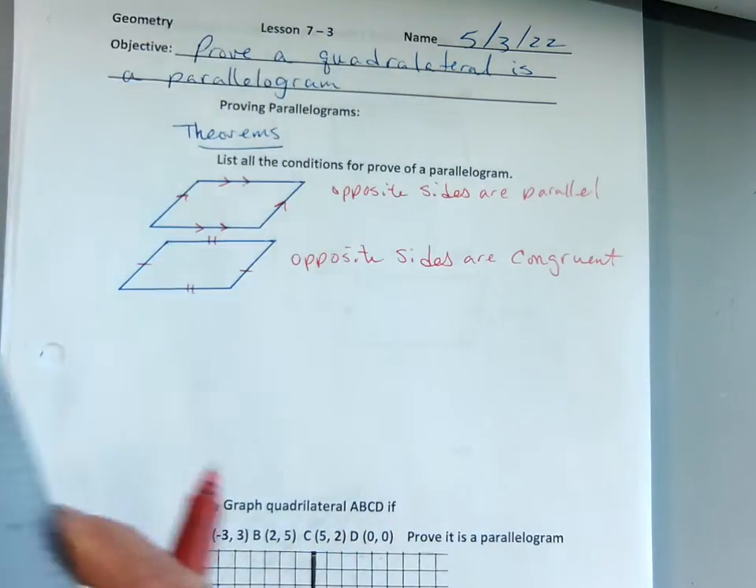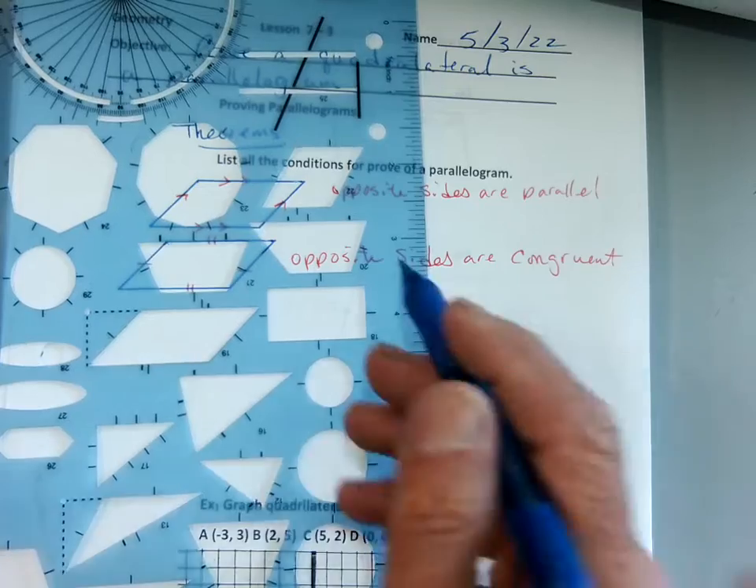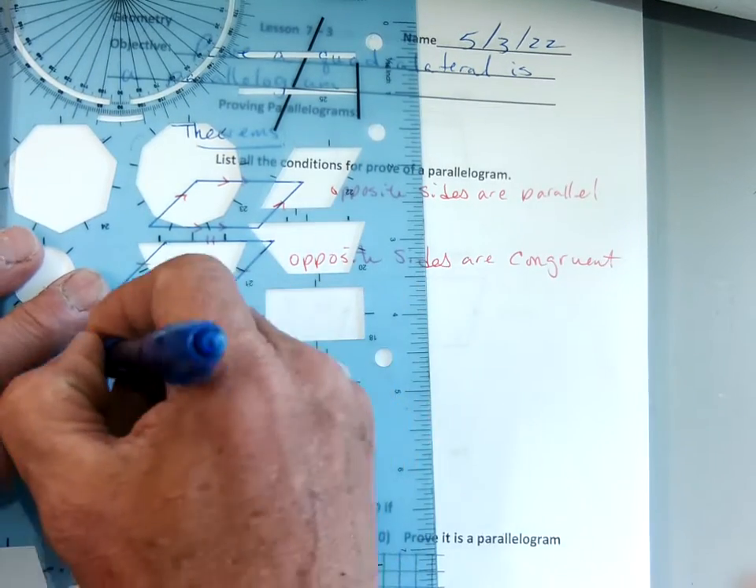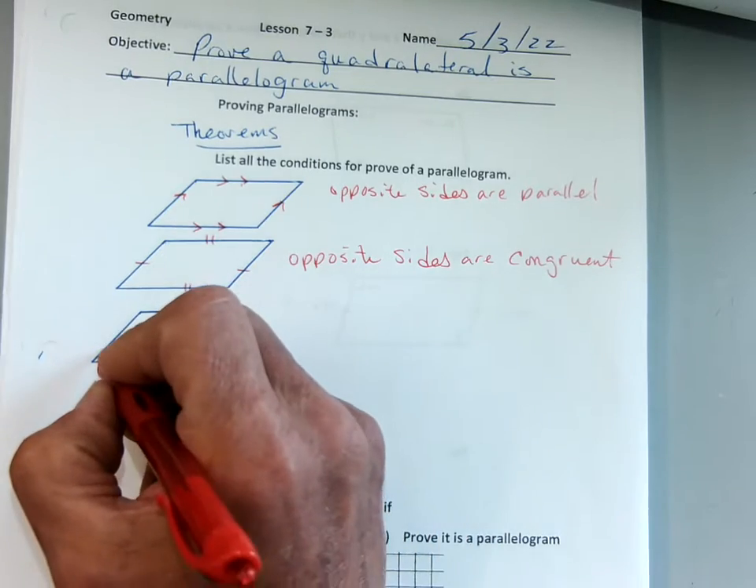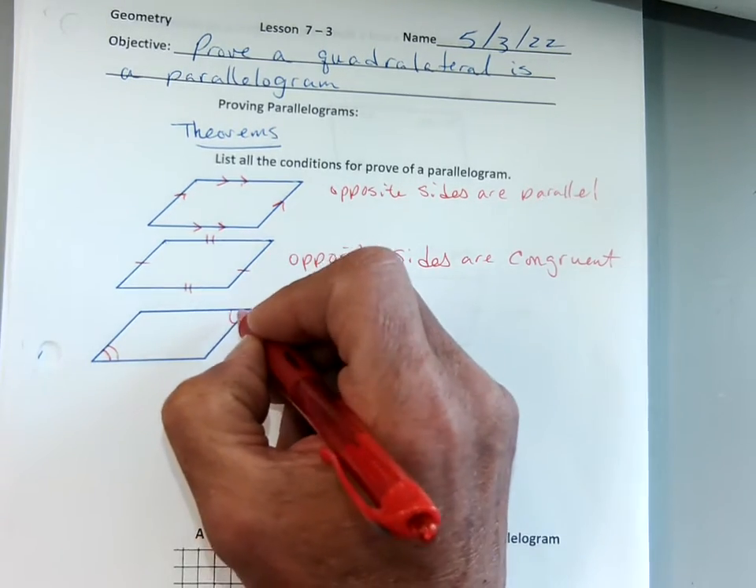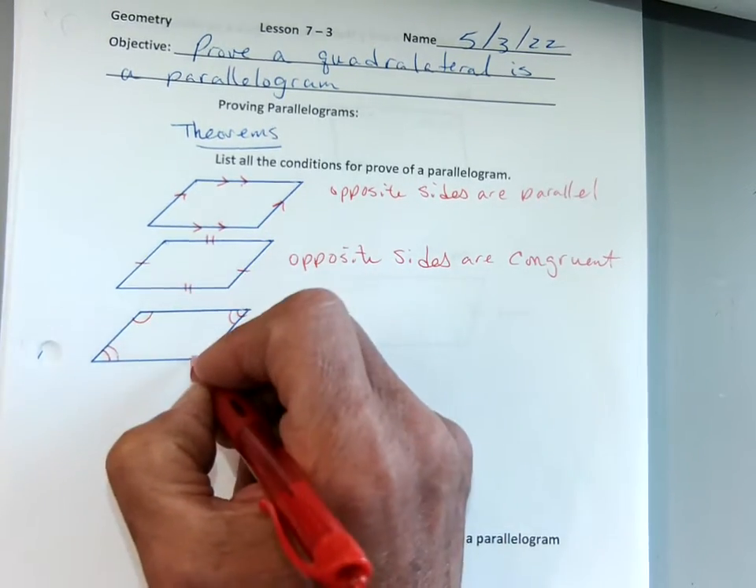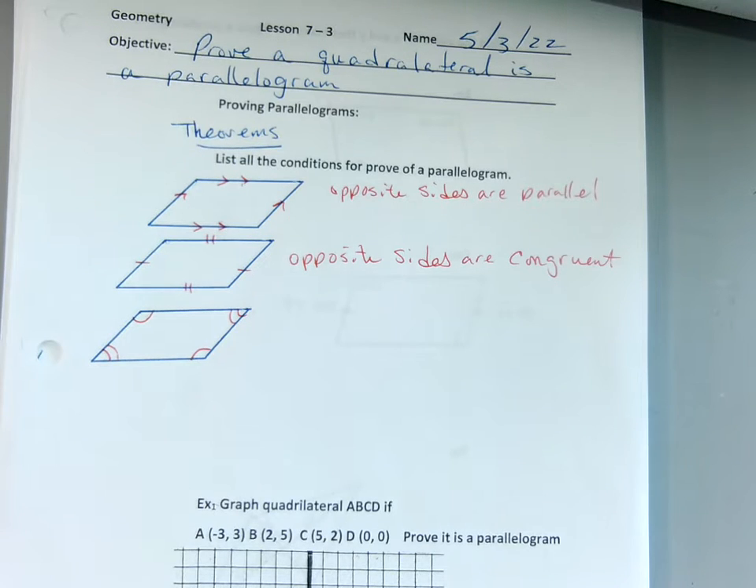Third condition we've seen, these are conditions we already know, is this. If you know opposite angles are equal, it's a parallelogram.